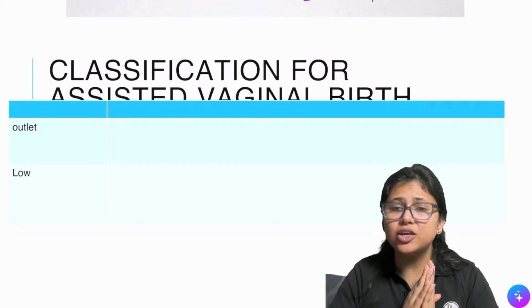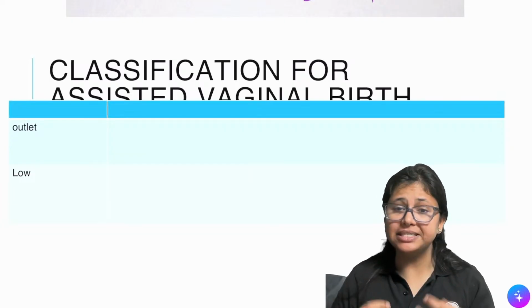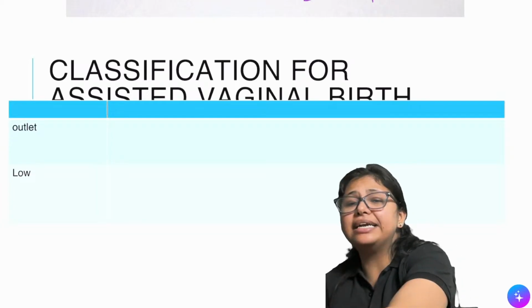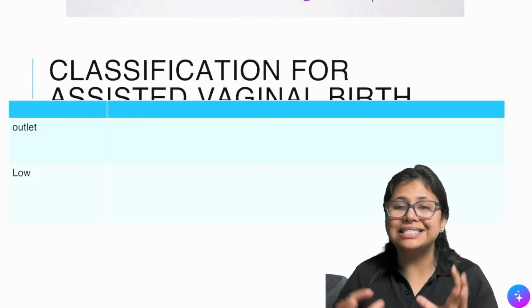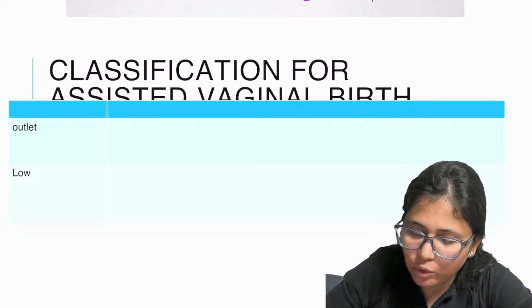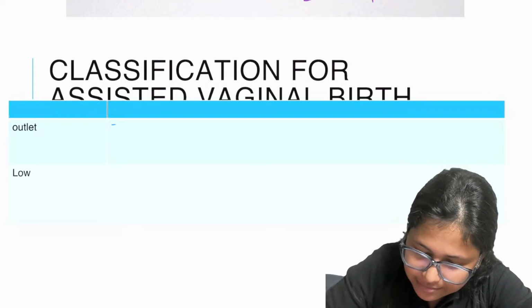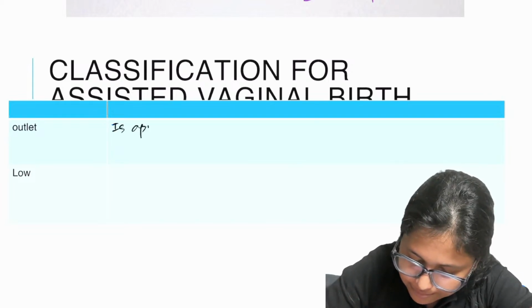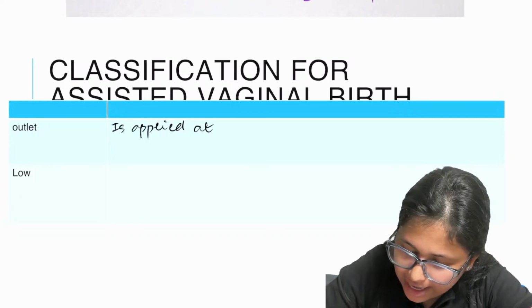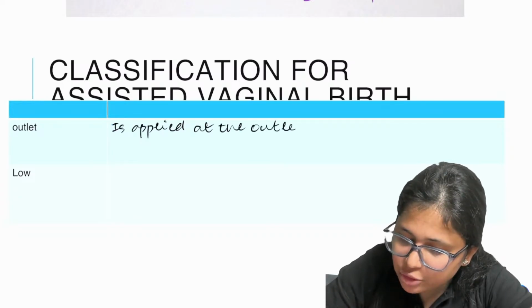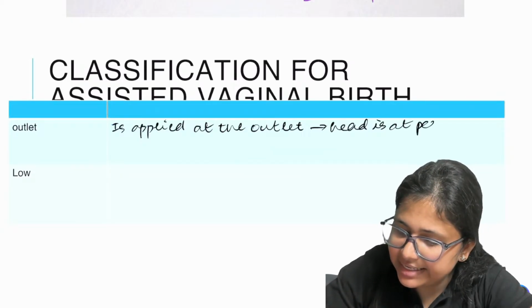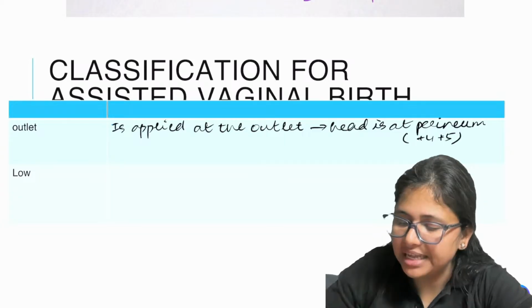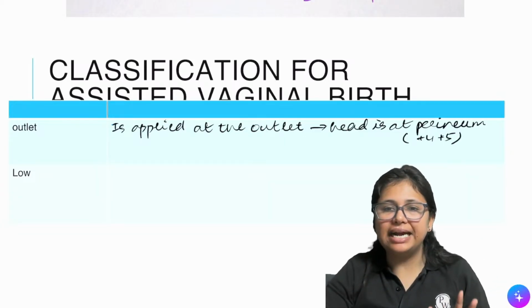So the question that they ask you is, why did we make two different sorts of forceps? Is there a difference in function between the two? Yes. And the difference in function is given in the name, right? So outlet forceps, remember, is applied at the outlet, right? Which means what? The head is at the perineum. It is just about to come out. The head is at the perineum, right? So this will correspond to somewhere near your +4 or +5 station, right? So the head is at the perineum.